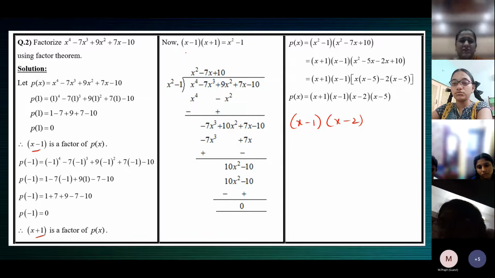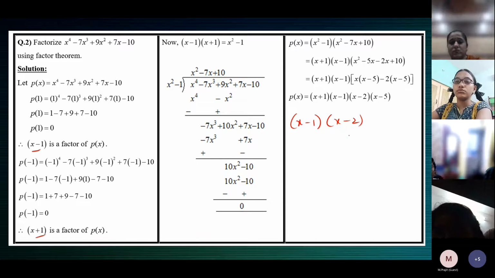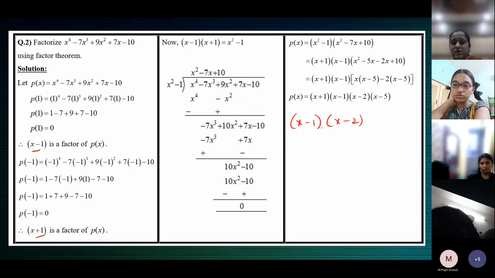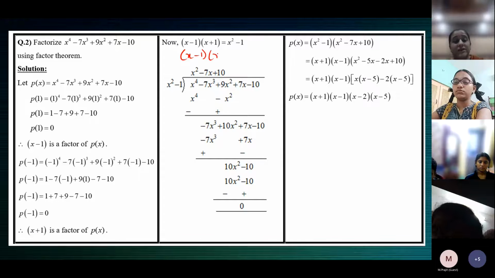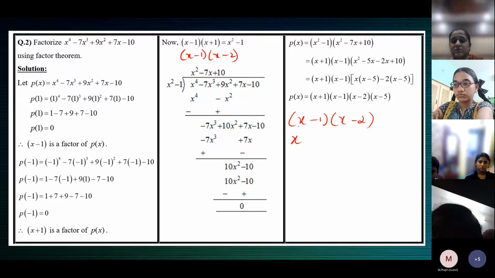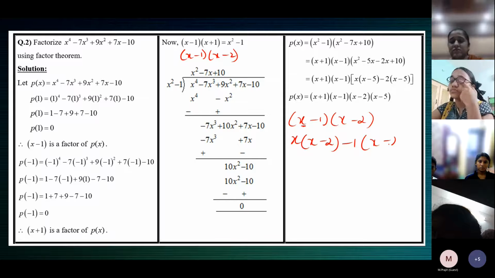You can do the regular multiplication also. Now, supposing you have x minus 1 into x minus 2, how to multiply this? It's not a minus b into a plus b here, so you cannot use that identity. How do we multiply them? Eighth standard: first term into the second bracket, then minus 1, the second term, into the second bracket. This is how you multiply.